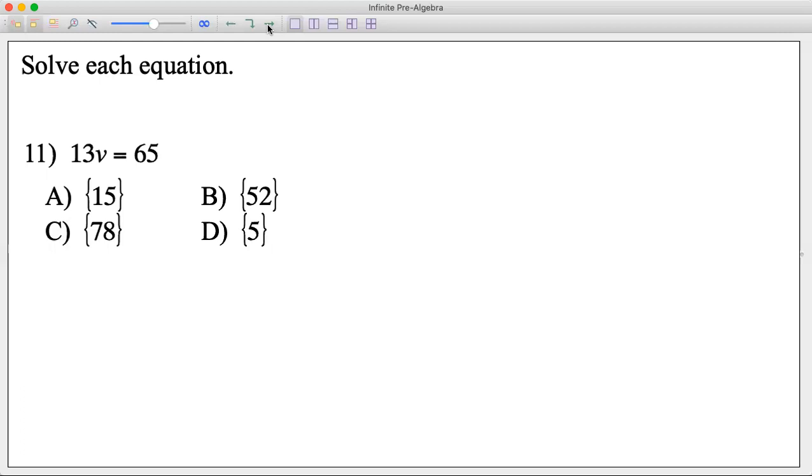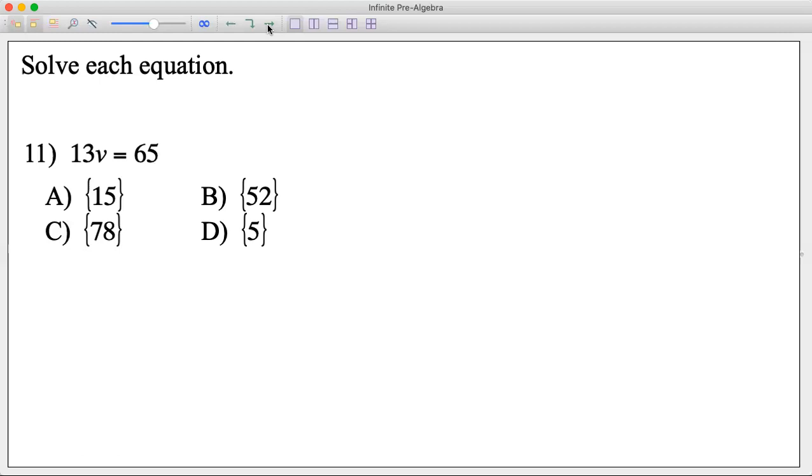Let's look at our answers. If you don't know what 65 divided by 13 is, let's just try to reason this out. Could it possibly be 15? No. You're saying that 13 times 15 is 65? No. Is 13 times 52 65? No. Is 13 times 78 65? No. I don't even need to do the math to find this answer.